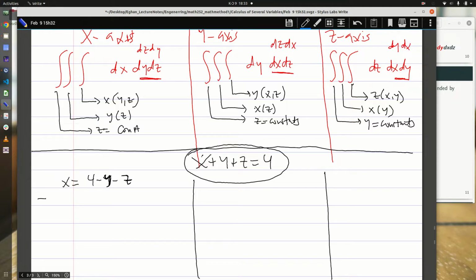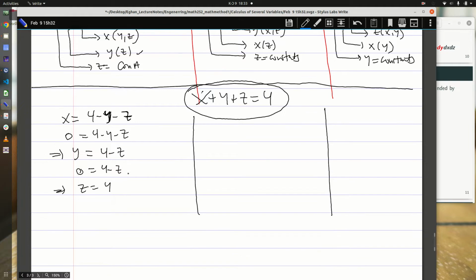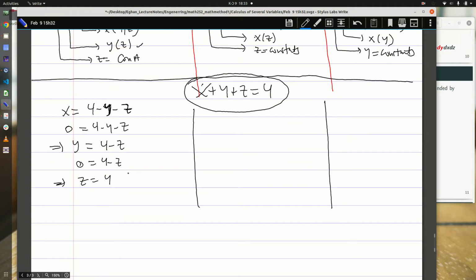Now the second point, if I want y in terms of z, I have to set this to 0. Let me do this one. So if I set x to 0, then I have this. This implies my y should be equal to 4 minus z. If I set this to 0, it means I can have my z to be 4. Then I can rewrite my triple integral as 0 to 4 for z, and then 0 to 4 minus z, and then 0 to 4 minus y minus z of the function given dx, dy, dz.